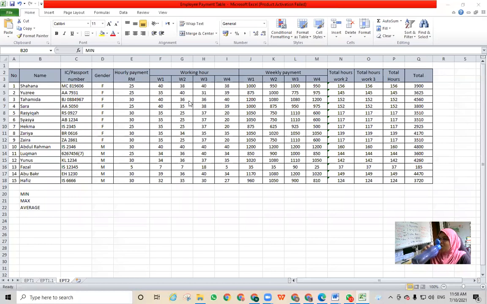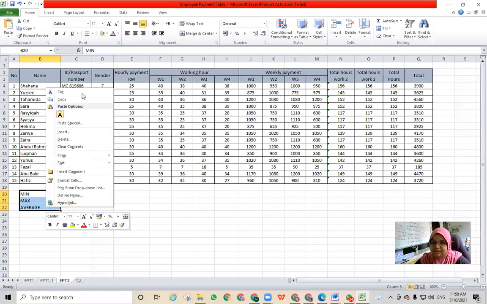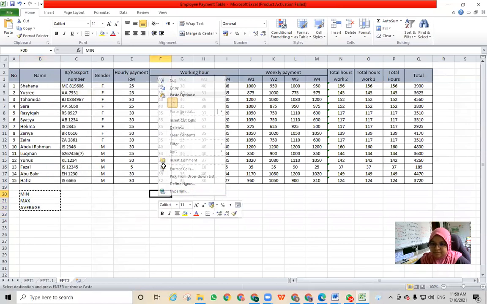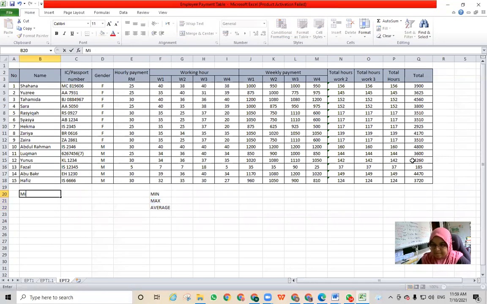Can we count min, max, and average for our working hours? Yes, we can. Where else? Hourly payment, total hours also can. Then the next one is total salary.